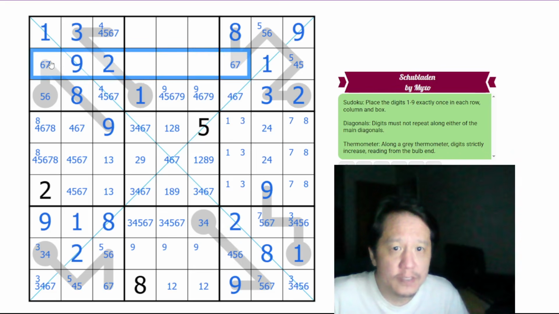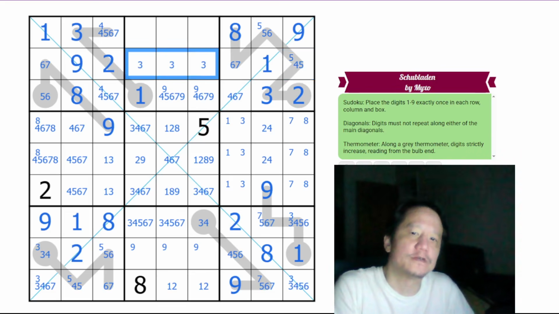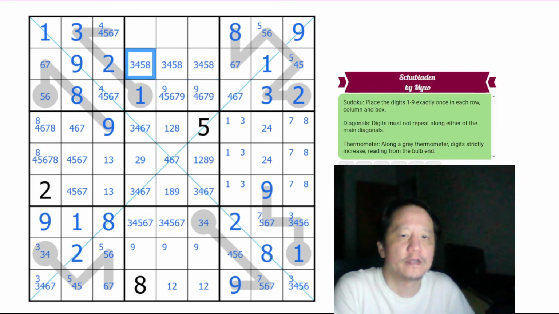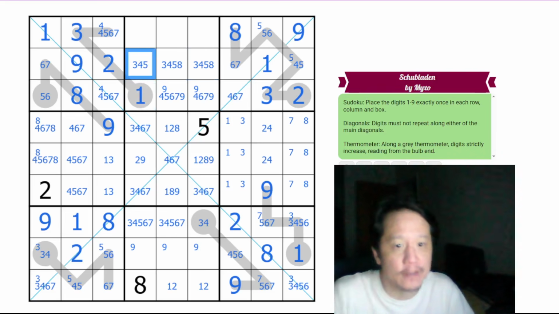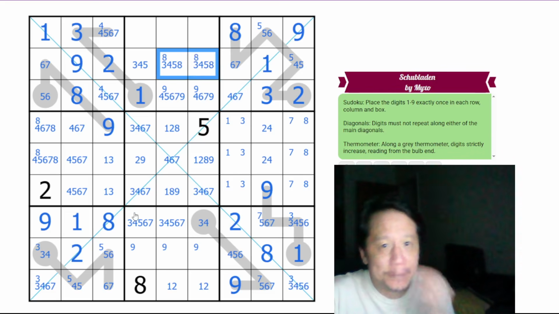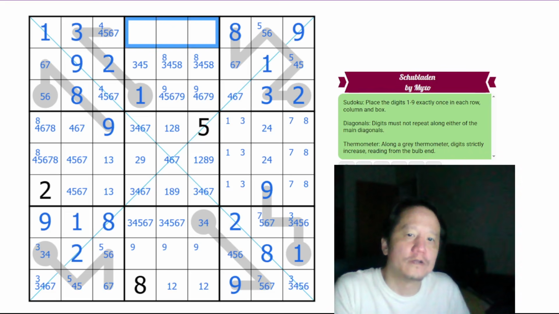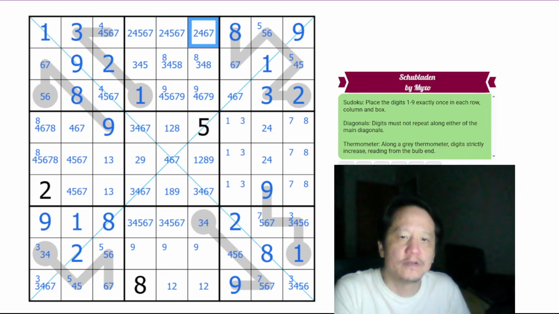We have a 6, 7, 6, 7 pair in row 2. So therefore, the remaining digits are 3, 4, 5, and 8. 8 cannot be here because of 8 in the column. One of these is an 8. Remaining digits in row 1 are 2, 4, 5, 6, 7. This can't be 5 here because of 5 in the column. So obviously 2 is one of these 3.